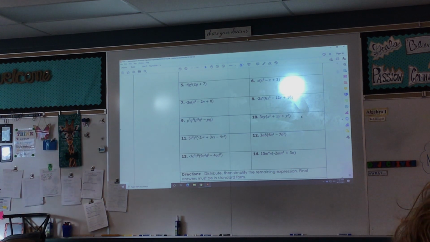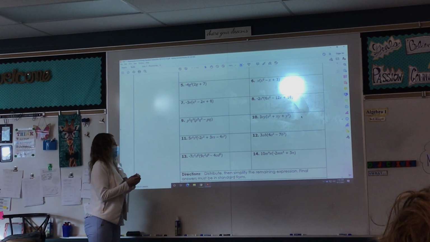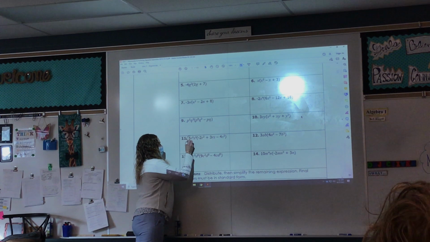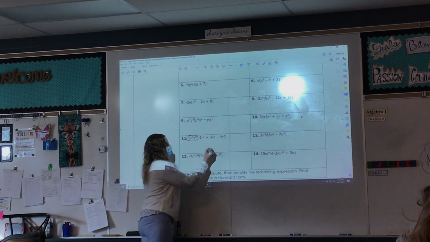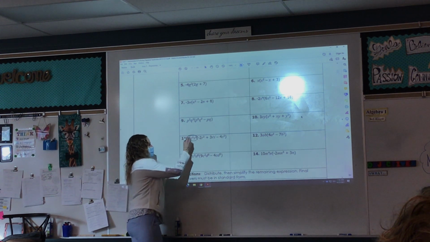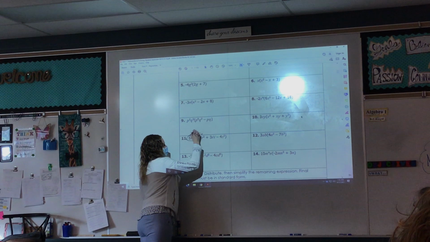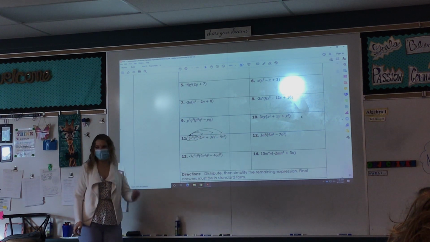All right. Number 11. We're not doing anything different here, guys. The only thing I'll say is if it helps you, put in your 1 so that you don't forget to add that exponent. We're going to be distributing. Let's multiply our numbers and add our exponents. Does anybody want to try it out on your own?